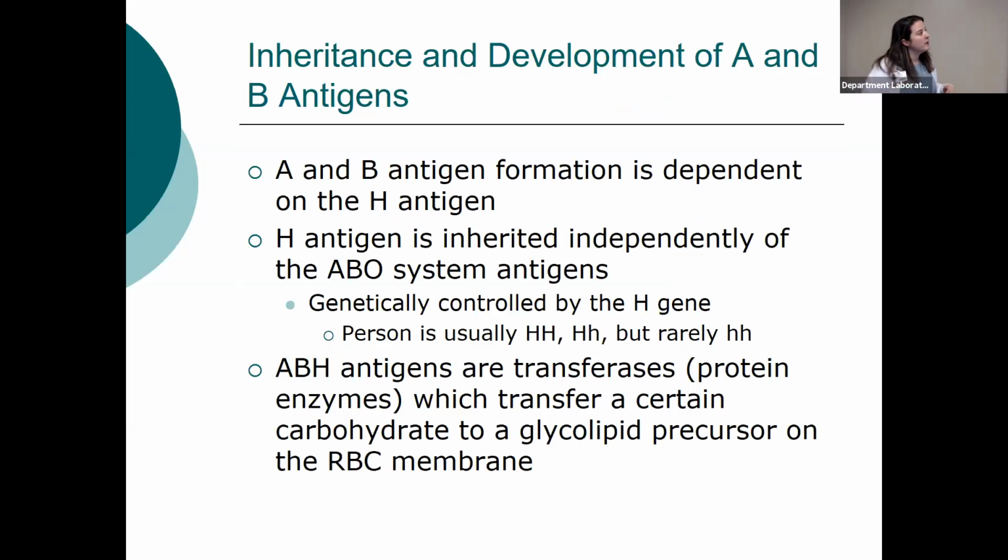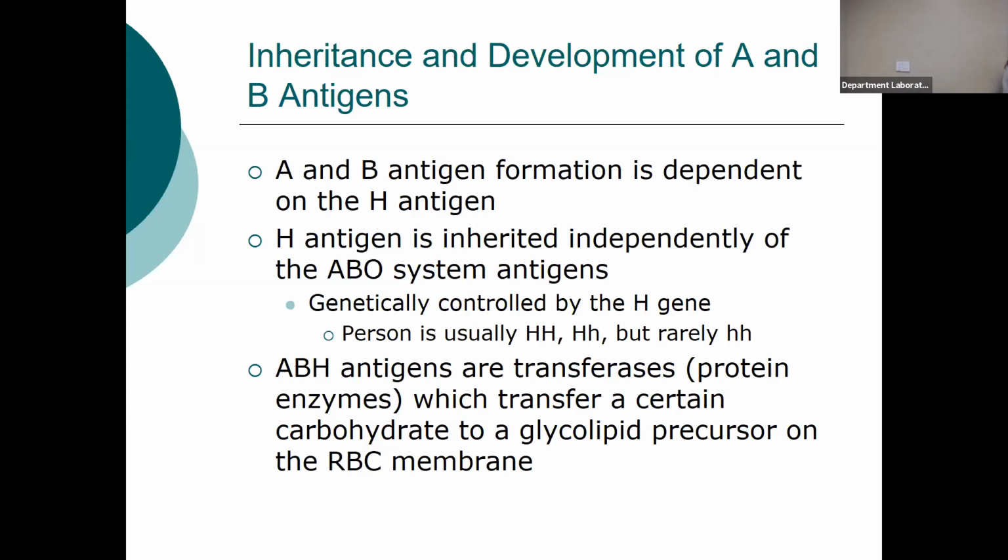Okay, so we talked a little bit about this. I kind of touched the surface. The A and B antigen formation, how do we detect that? It is dependent upon the H antigen, and the H antigen is inherited independently of your ABO. It's genetically controlled by a different gene, called the H gene. You're either homozygous for H, meaning both alleles are expressing H, heterozygous, meaning one allele is expressing H and the other is not, or homozygous for the absence of H, meaning neither allele produces any H substance.